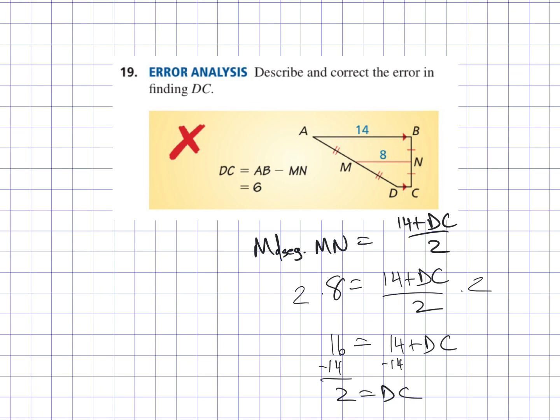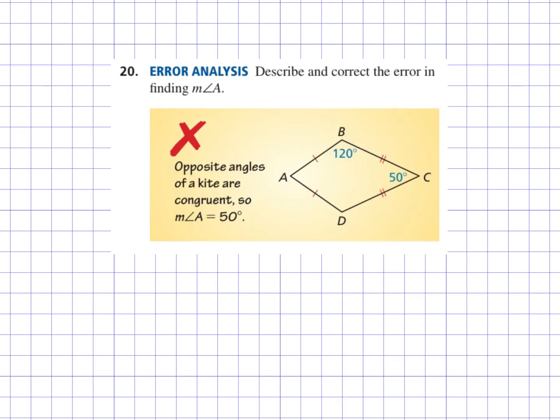Okay, so what did they do wrong? They took AB, which is 14, and subtracted the mid-segment, which is totally not what you're supposed to do. Okay, you're supposed to take the parallel sides and divide by 2. So they totally just screwed this up, thinking they knew what the mid-segment was. Yeah, 14 minus 8 is 6, but that's not the formula of how you get those. So again, the best way to do this is try not to look at what they're doing and just solve the problem.